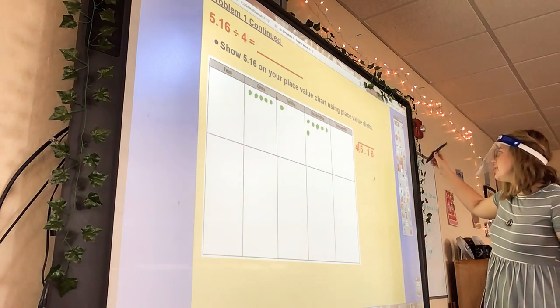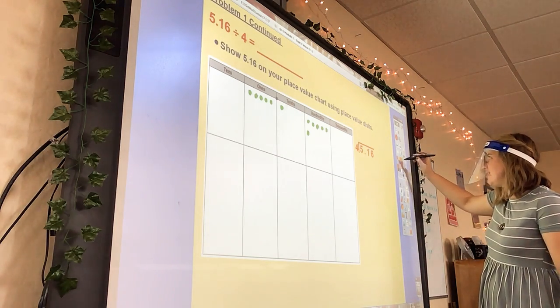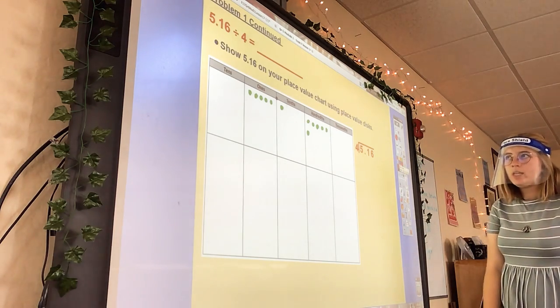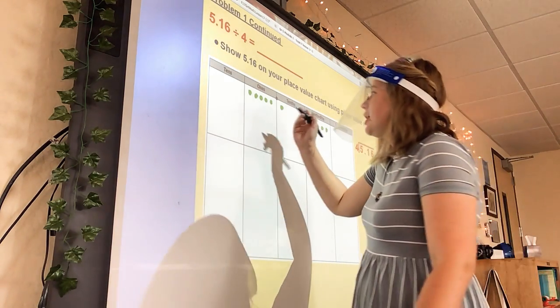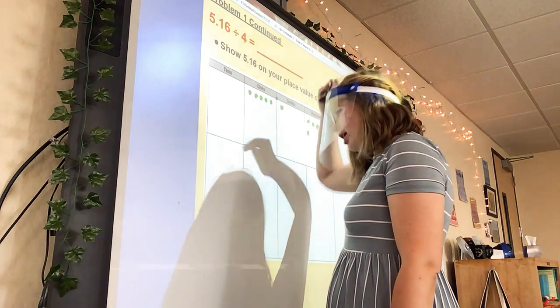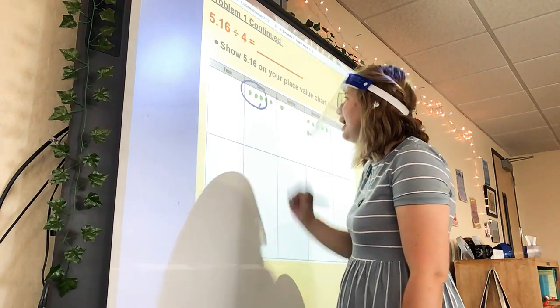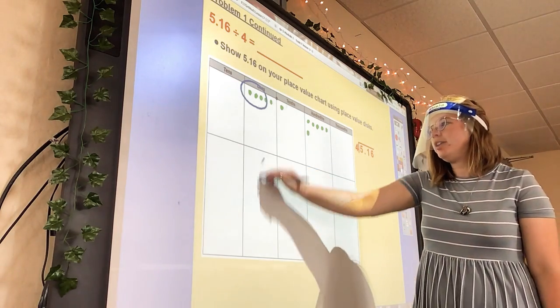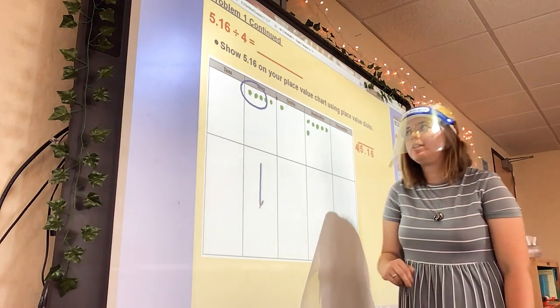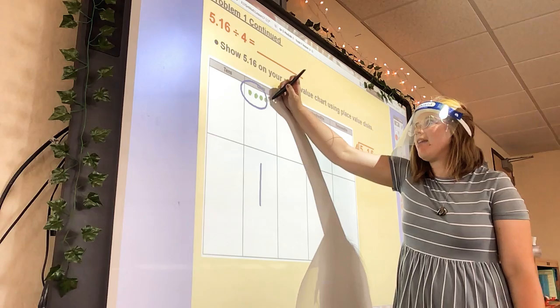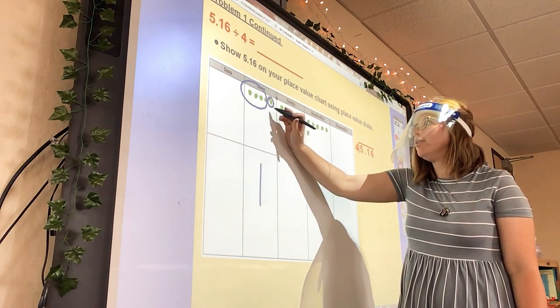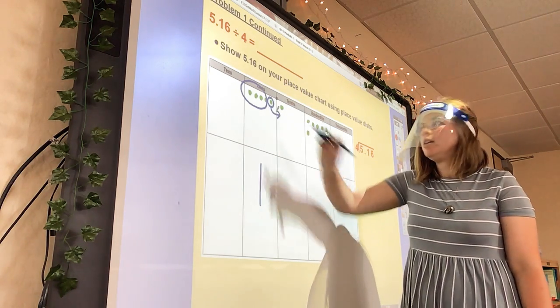All right, so we're doing 5 and 1600ths divided by 4. Amen? Amen. All right, cool. So I'm going to circle a group of 4, okay? So I was able to make one group of 4 in my ones place, okay? Which means that this one left over has got to move over to the tenths, okay?